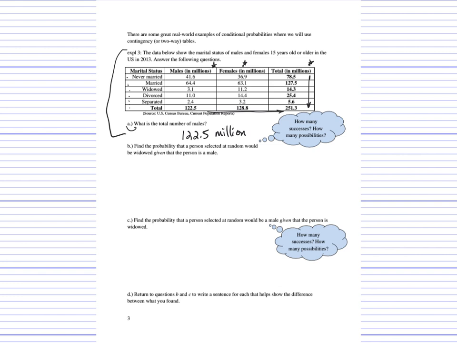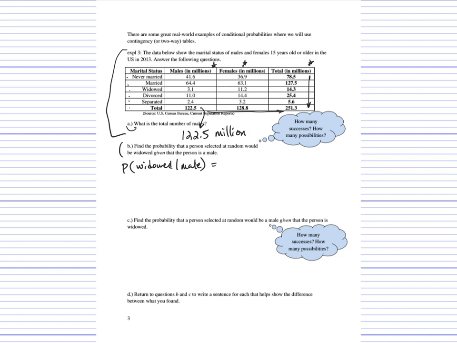Part A says, what is the total number of males? And I wrote down from my table there, 122.5. Make sure you write in that million part there. That's quite important, isn't it?